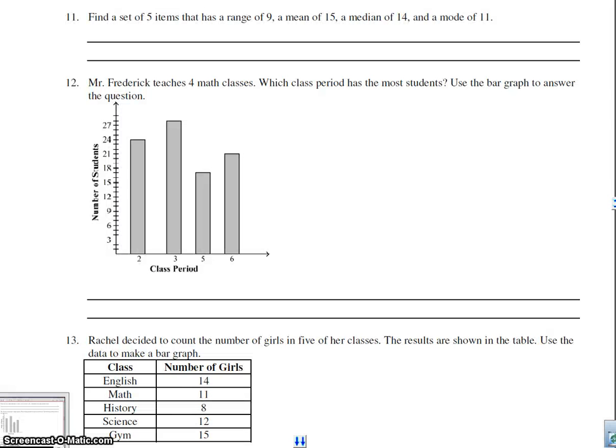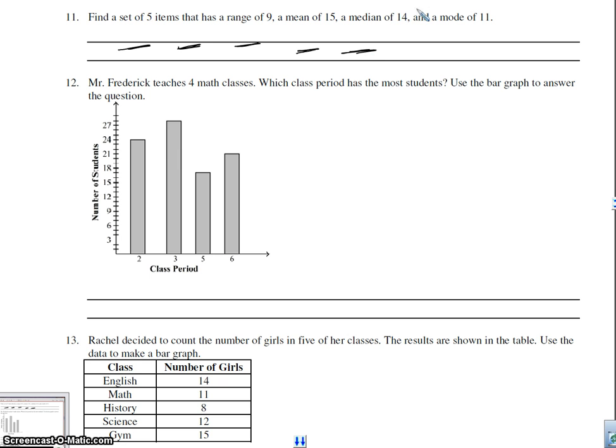Find a set of 5 items that has a range of 9, a mean of 15, a median of 4, and a mode of 11. So now you've actually got to create the items. So we know that we are going to have 5 numbers. So we got 1, 2, 3, 4, and 5.